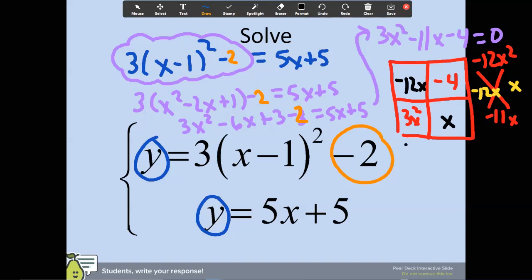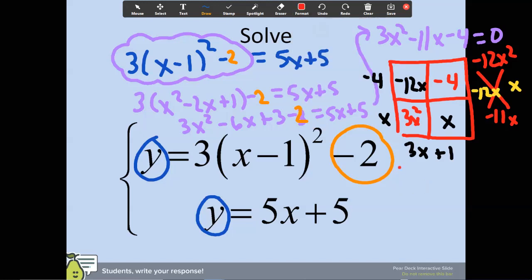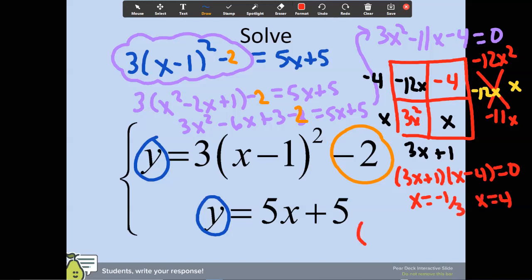And then doing the math, I'll have a 3x and an x plus 1 minus 4. So my factors are 3x plus 1, and I'll do it in red so I can see it. So I'm going to have a 3x plus 1 times an x minus 4 equals 0. I get x is equal to -1/3 and x is equal to 4. So I am going to have a -1/3 comma something and a 4 comma something.